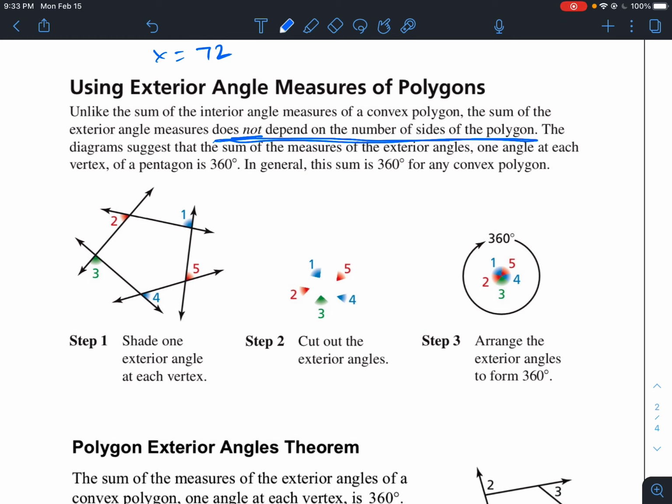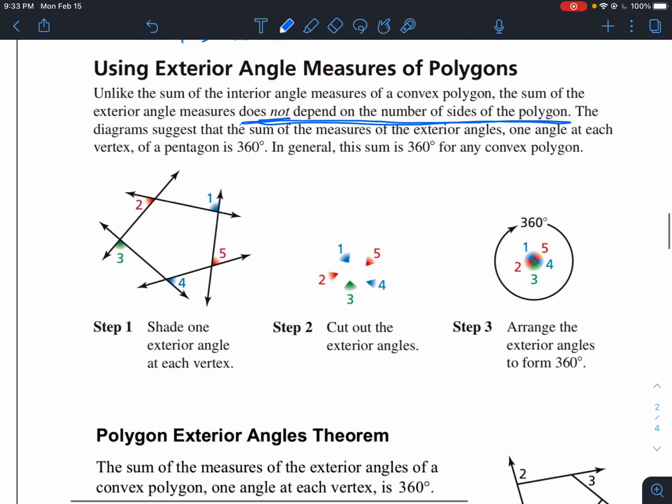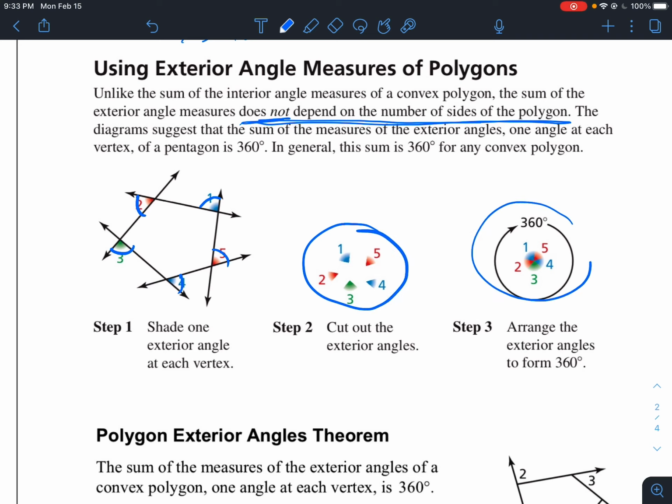The diagram suggests that the sum of the measures of the exterior angles, one angle at each vertex of a pentagon, is 360. In general, the sum is 360 degrees for any convex polygon. So you can see that in these diagrams right here. They're taking this left side exterior angle, and then this side, and this side, adding them up, and it actually makes up 360 degrees. Now, this doesn't just work for any five-sided polygon.